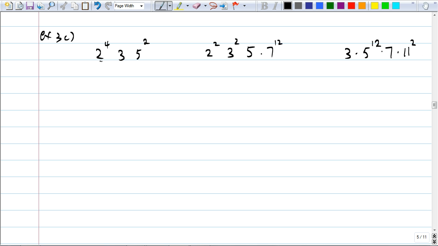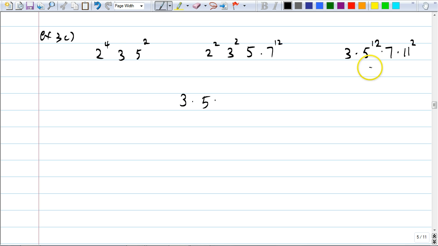Is 2 a common factor for all 3 of these numbers? No, because 2 is in both of these, but 2 is not in the 3rd one. So we cannot use 2 as a common factor. What about 3? Yes, 3 is. You can literally see them: 3, 3, 3. So 3 is a common factor. Times, what? Is 5 a common factor? Yes, it is. 5 is right here, 5 is here, 5 is here. So 5. Times, what about 7? What about 11?